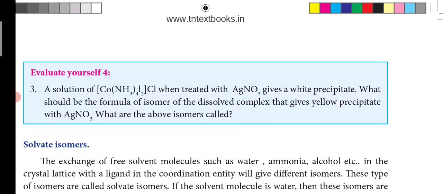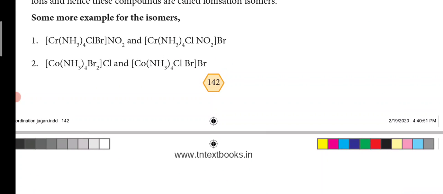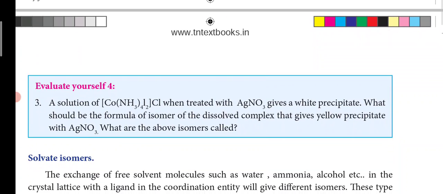A few examples are also given here, with Cr(NH3)4 and Cl Br NO2. Here we bring NO2 inside and take Br outside. In the same way in the second one, chlorine is coming inside while bromine is going outside, out of the two bromines.